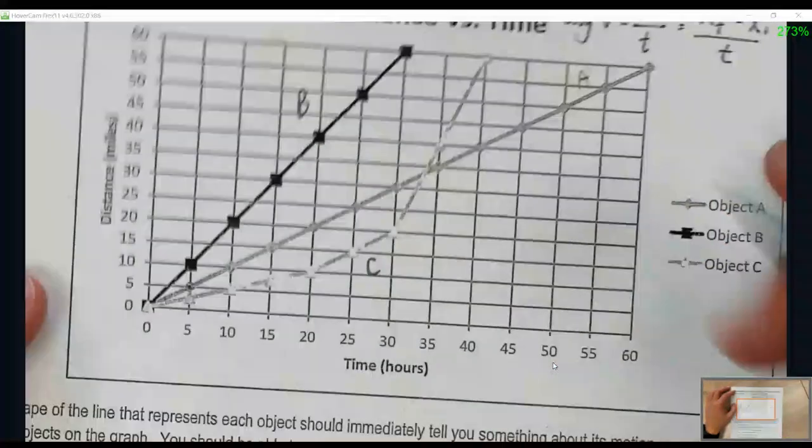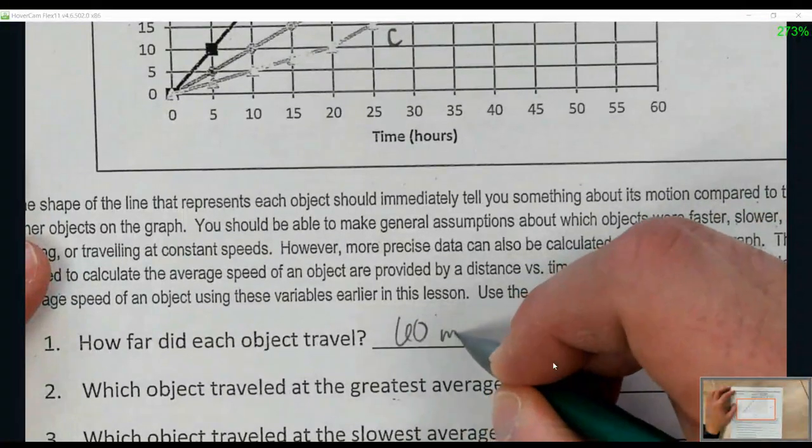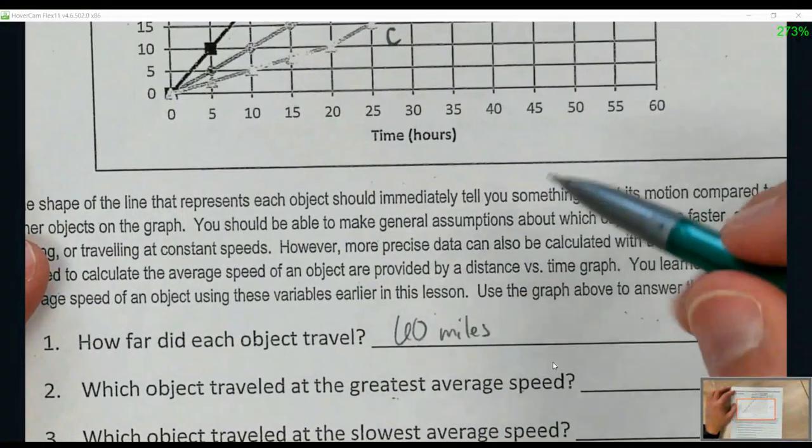What is the unit? Well, let's look at the y-axis here. It says miles. So we're going to write 60 miles.